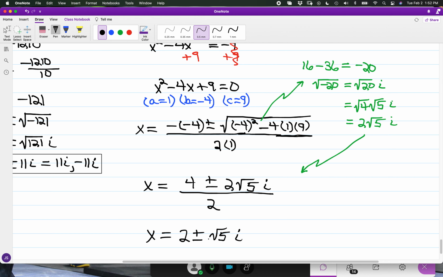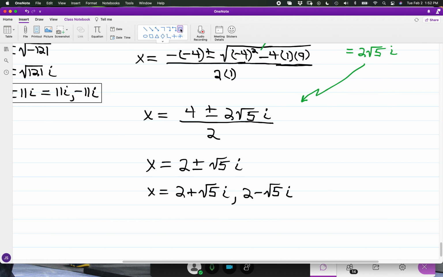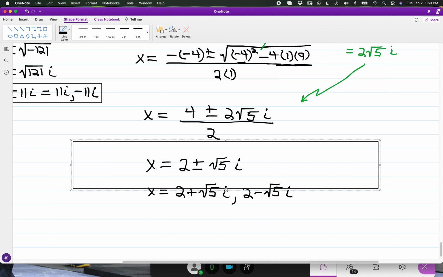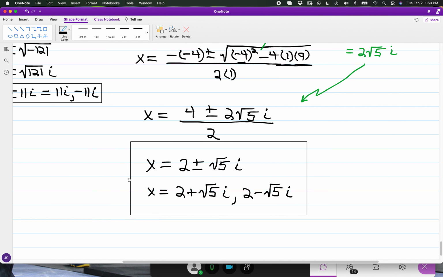And so in compact notation, we have x is equal to 2 plus or minus the square root of 5i. If we itemize, we have 2 plus the square root of 5 times i, and we also have 2 minus the square root of 5 times i. So again, just like number 104, number 105 has exclusively complex roots.